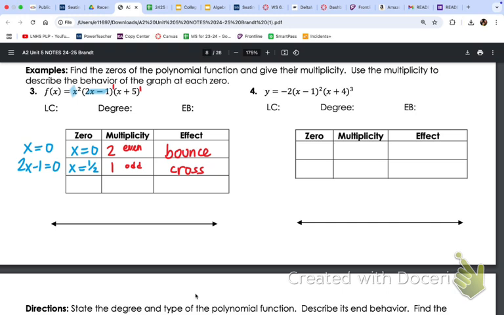And then the last one is x plus 5. X plus 5 equals 0. You subtract the 5 and you get -5 for your 0. Look back at the equation. The exponent on that one is invisible, but it's 1. Odd. So if you don't see an exponent, it's a 1. It's gonna cross.